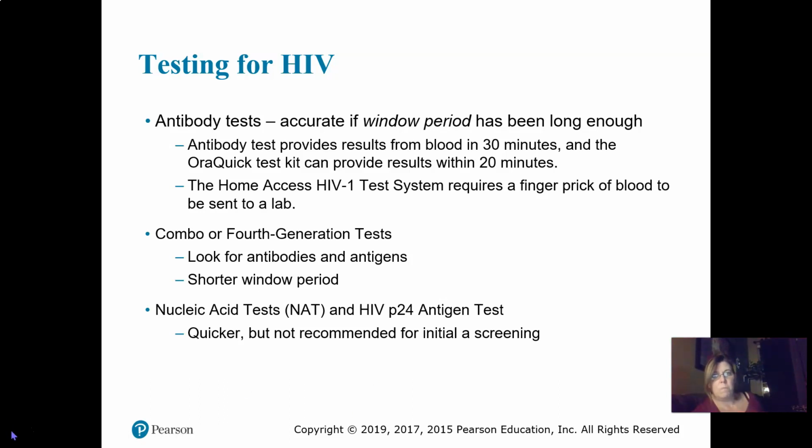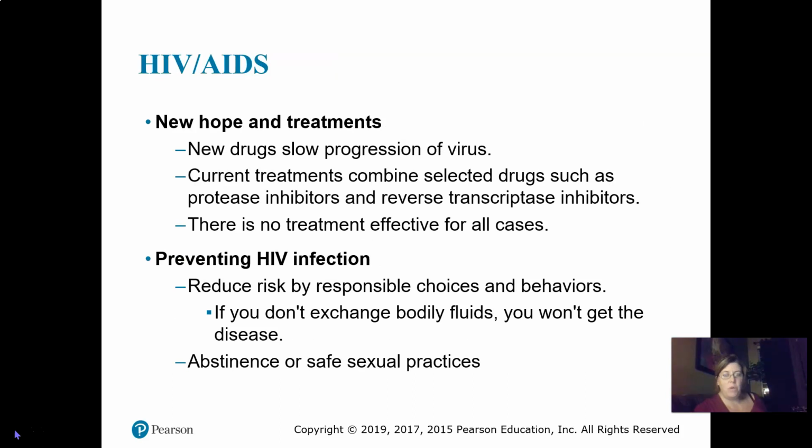So there are a multitude of tests, and some of them you need to be tested in one area, and there's a progression before you get tested for the higher level tests. So there are new high-powered anti-HIV drugs that have slowed the progression of HIV to AIDS and have prolonged life expectancies for most AIDS patients. And while I say most, not all, because there's no treatment that is effective for all cases.